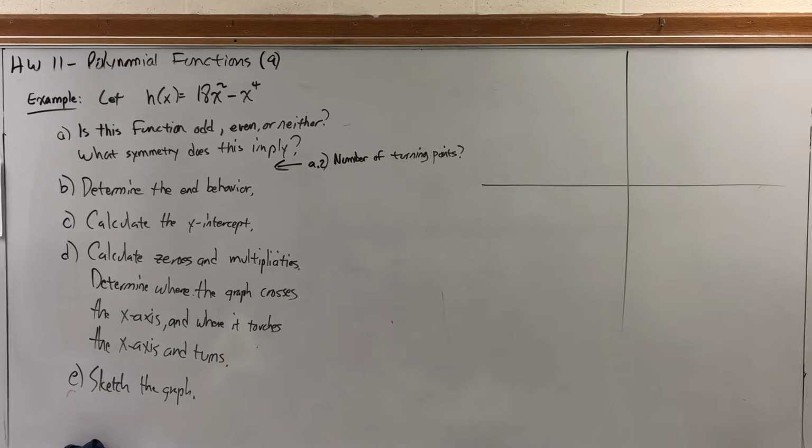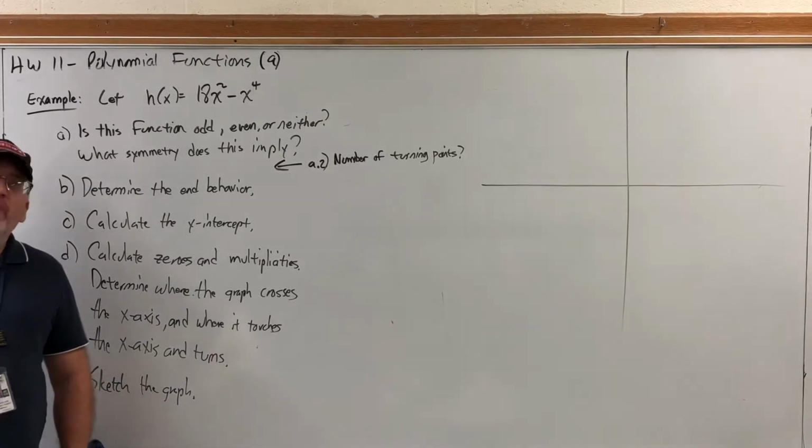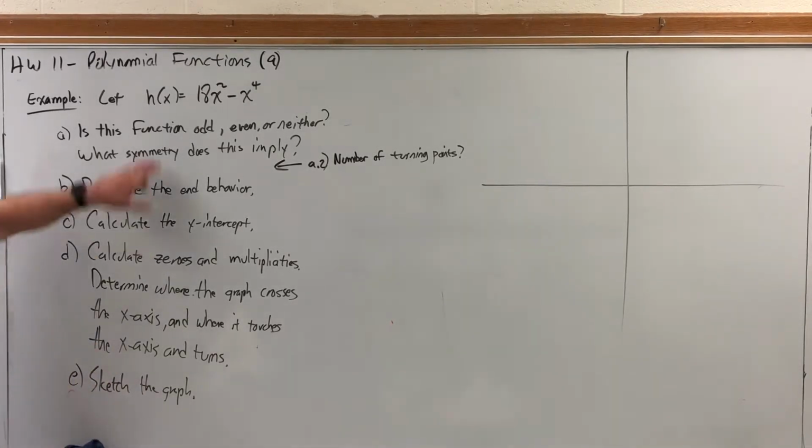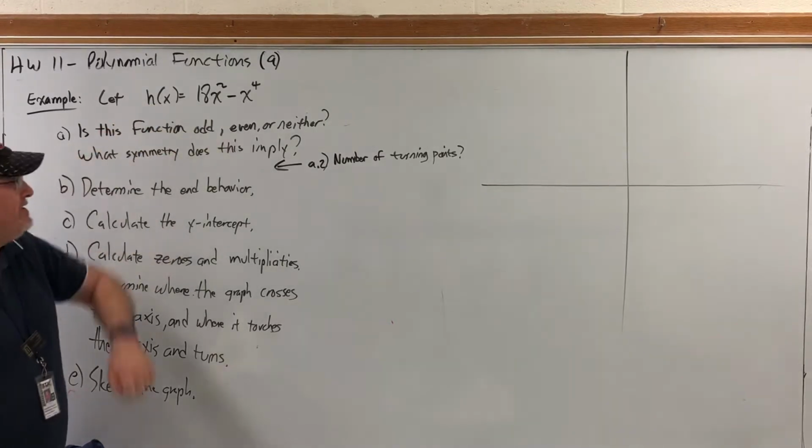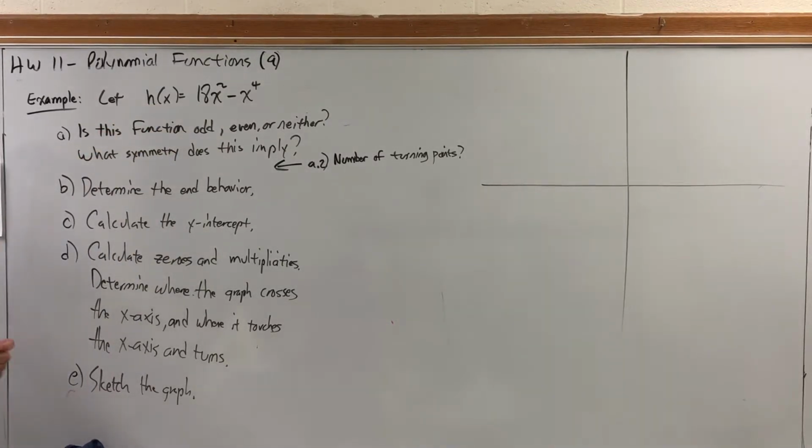Homework 11, Polynomial Functions, Video 9. We're going to do an example of a function I believe we saw earlier and show you everything we can figure out before we sketch the graph. We're going to let h of x be 18x to the second power minus x to the fourth power.